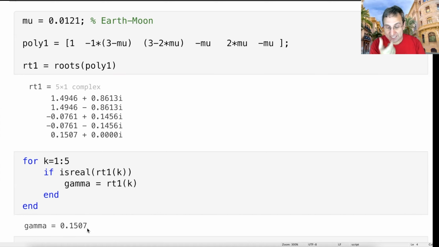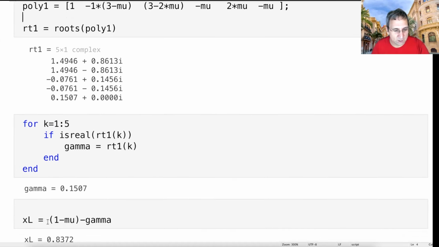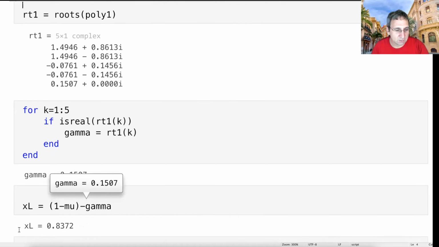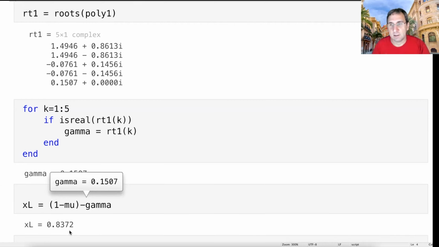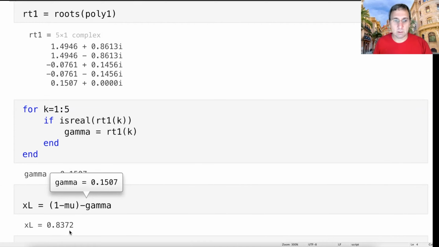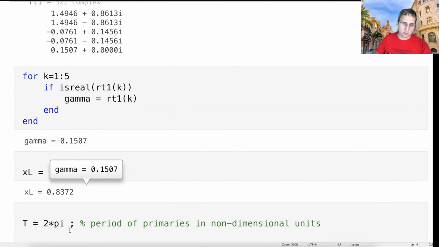Remember, that is the distance from the secondary, the mass M2, to L1. So if we want to say, where is L1? We put the location of the secondary, which is 1 minus mu, and then we subtract this. So the location of the Lagrange point is at about 0.8372. Everything else is 0, right? The Lagrange point is at 0.8372 in x, y equals 0, and then vx and vy also equal 0.